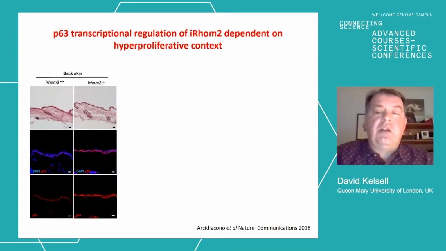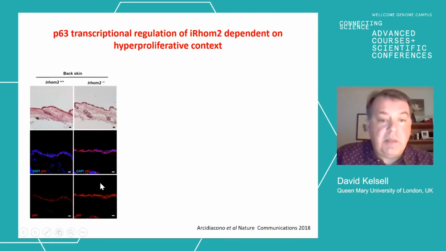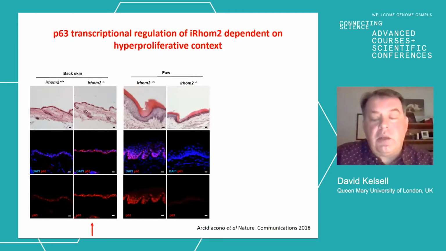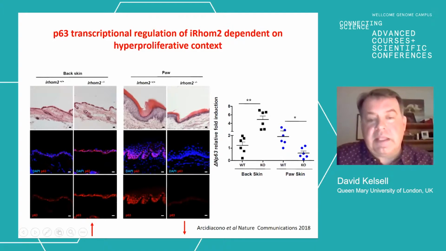We then went back to the knockout mouse model to try and understand a bit more about how P63 was regulating iRhom2. And so I'm just focusing here on the back skin of the control mouse versus knockout. And you can see in the back skin of knockout mice, there is much more P63 protein expression compared to control. You then go to the paw skin. So you can see in the wild type mouse, there is lots of P63 expression, whereas in the knockout mouse, there is very little. So there seems to be this context-dependent signaling expression going on here.